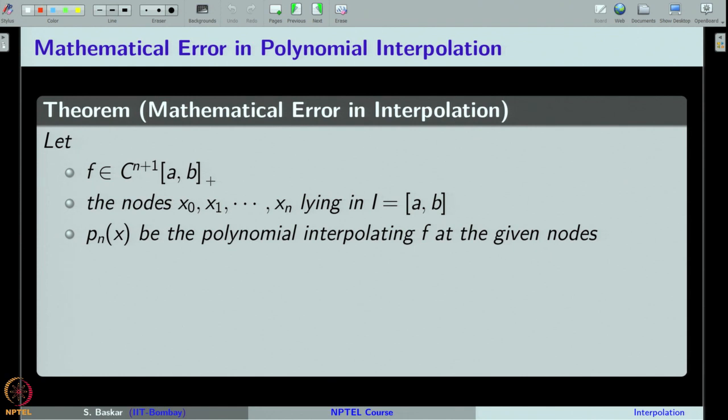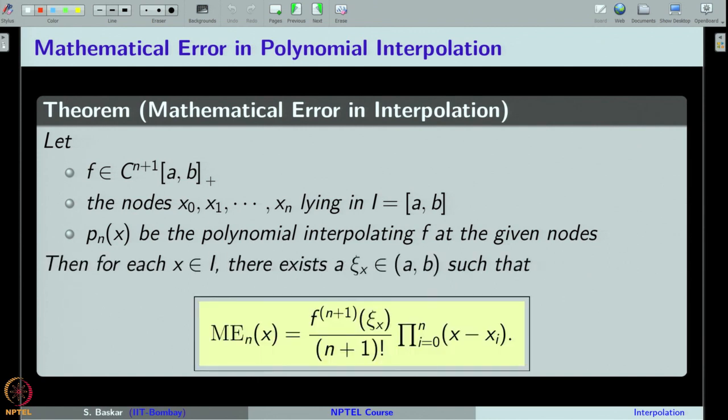Once we are given the nodes and the function, you can generate the data set and then you can construct the interpolating polynomial for the data set, which we will call the interpolating polynomial, or the polynomial interpolating the function f.